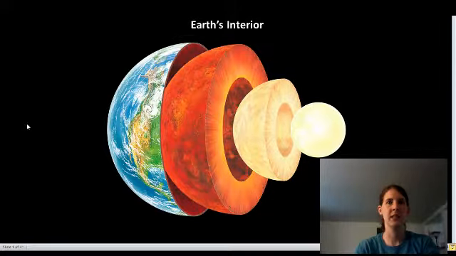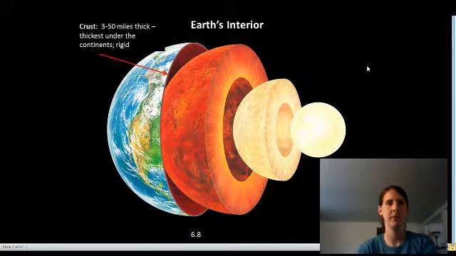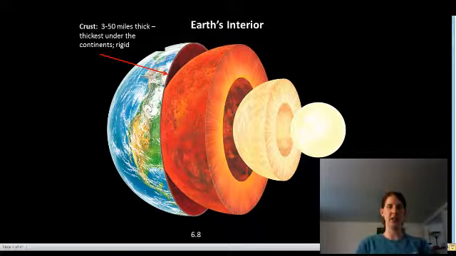So chapter 6 talks about Earth's interior and earthquakes and mountain building process. So let's get started. So just a quick breakdown of the Earth's actual composition.